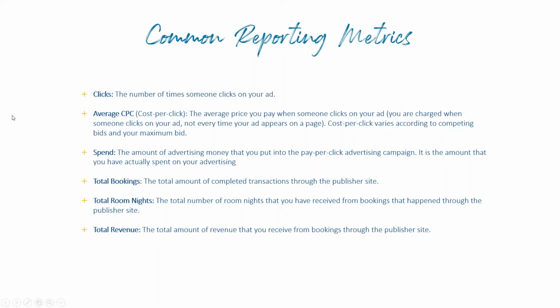The spend is the amount of advertising money that you put into the pay-per-click campaign for the month. It's the amount that you've actually spent on your advertising. And then total bookings, that's the total amount of completed transactions through the publisher site. And total room nights, that's the total number of room nights that you have received from bookings that happened through the publisher site. And total revenue is the total amount of revenue that you receive from booking through the publisher site.